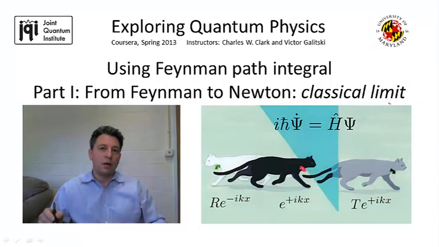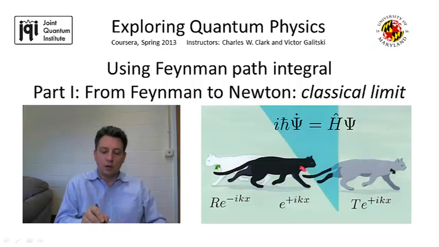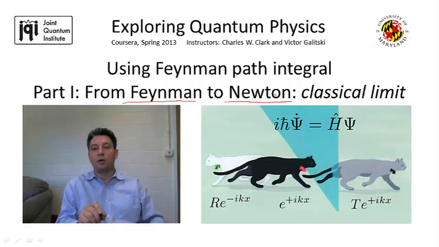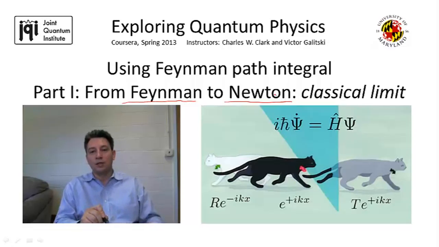Okay, welcome back everybody. Today we're going to use the Feynman path integral to obtain a few very interesting results and physical phenomena. In the first video today, we're going to derive a very unexpected, surprising result. Namely, we're going to see how the Newton equation, the second Newton law of classical physics, appears in the so-called classical limit of the Feynman path integral.